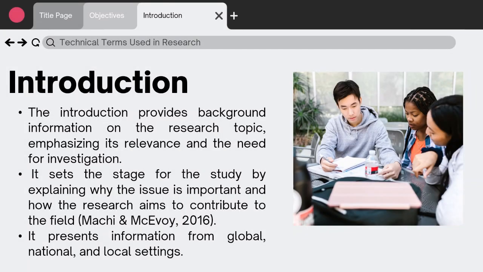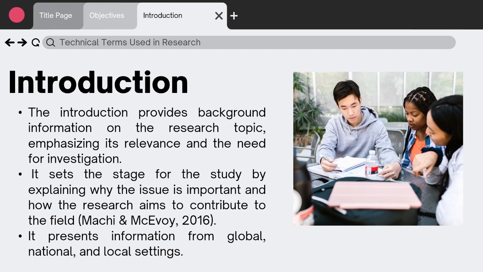First, we have the introduction. The introduction provides background information on the research topic, emphasizing its relevance and the need for investigation. It sets the stage for the study by explaining why the issue is important and how the research aims to contribute to the field. It presents information from global, national, and local settings or related studies that will support your introduction. So, introduction is like the background of your study.